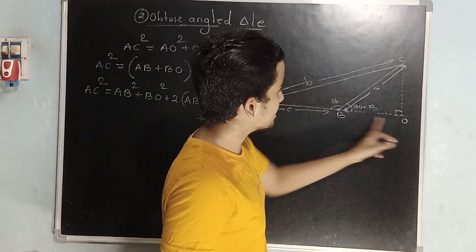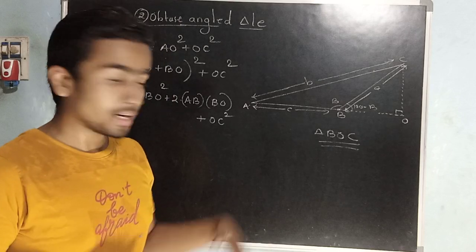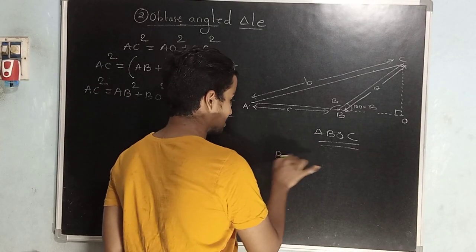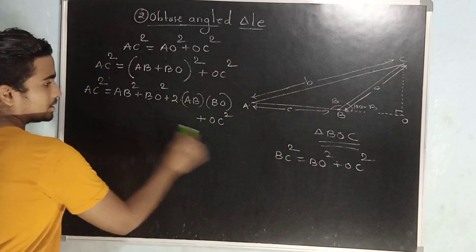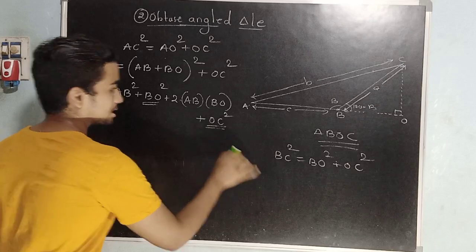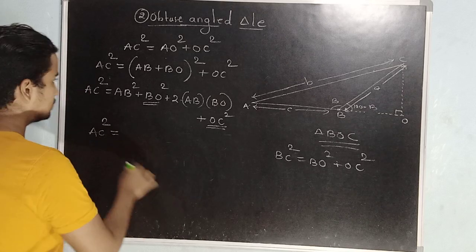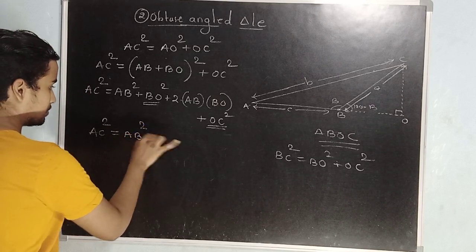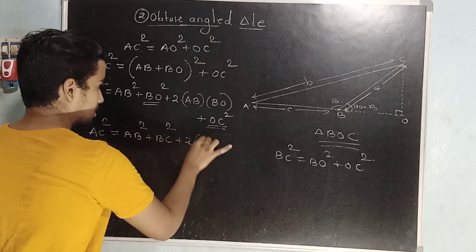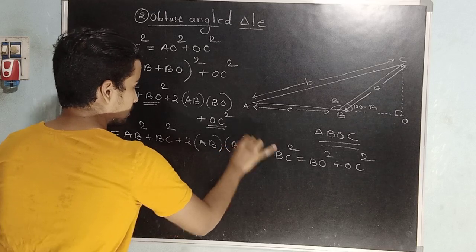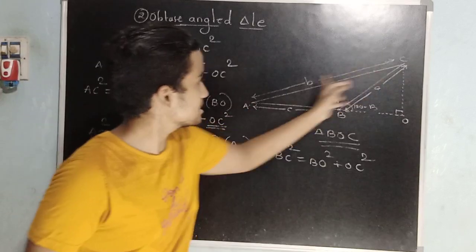Okay, now let me consider triangle BOC. For triangle BOC, when I apply the Pythagoras theorem, BC square is equal to BO square plus OC square. So BO square plus OC square is nothing but BC square. AC square is equal to AB square plus BC square plus 2 into AB into BO. Okay. Now AC is nothing but b.